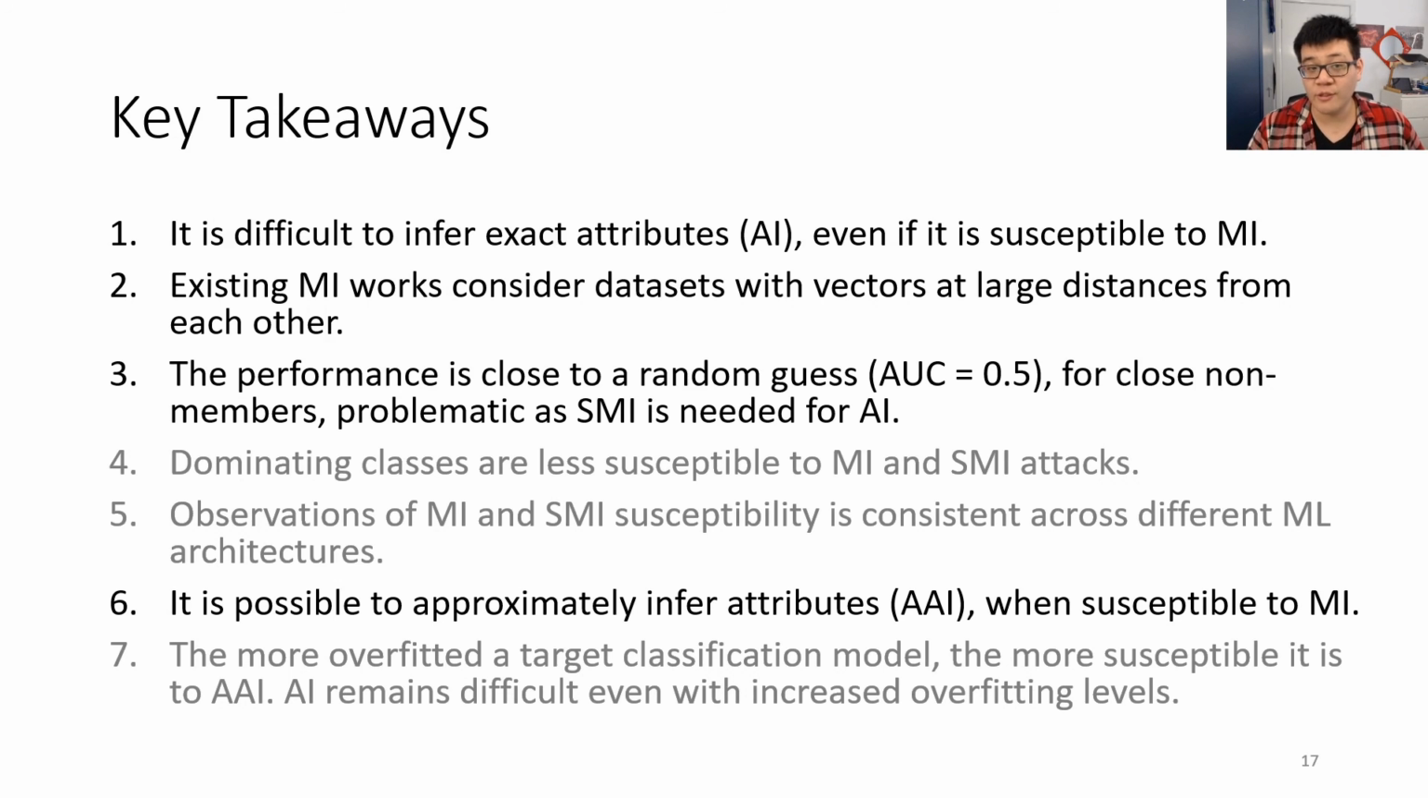What wasn't talked about in the talk, and you can find in our paper, is that we investigate how dominating classes within a model are less susceptible to membership and strong membership inference attacks. We make observations that both membership and strong membership inference attacks are effective across different machine learning architectures, not just, say, neural networks. And we also saw that overfitting does in fact have a role in approximate attribute inference, and that is in line with what we see with membership inference. So we're connecting the concepts there.